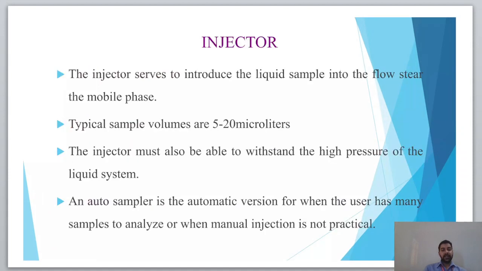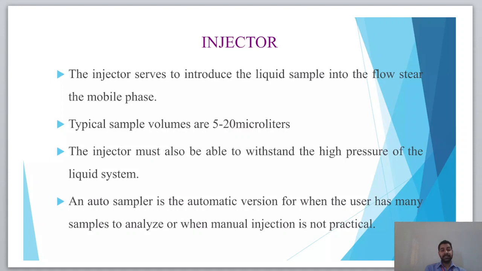Injector. The injector serves to introduce the liquid sample into the flow stream of the mobile phase. Typical sample volumes are 20 to 50 microliters. Here in the HPLC, mostly we are going to give around 5 to 10 or 5 to 20 microliters of sample injector load. So we are going to take the injector, iodine injector.